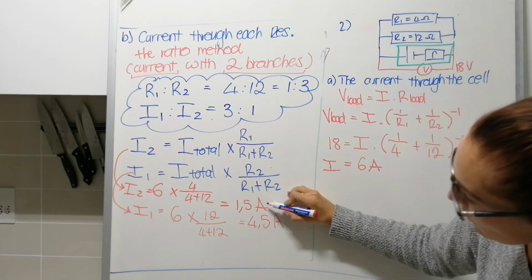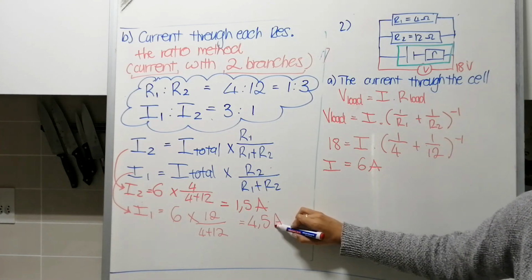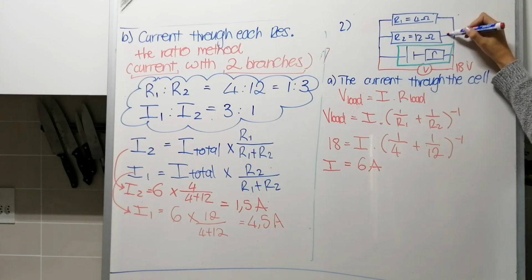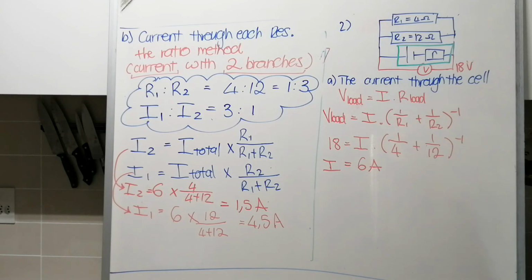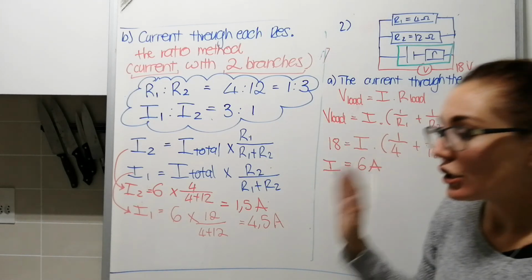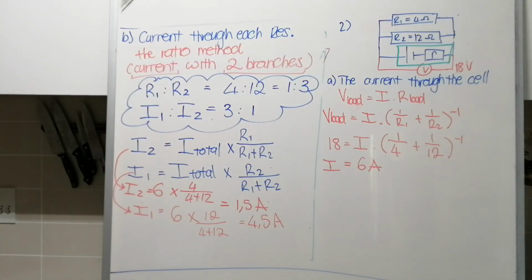Okay, let's just double check. 1.5 plus 4.5 is 6. Remember, the currents in your two branches should add up to your total current, which is 6. So it works.